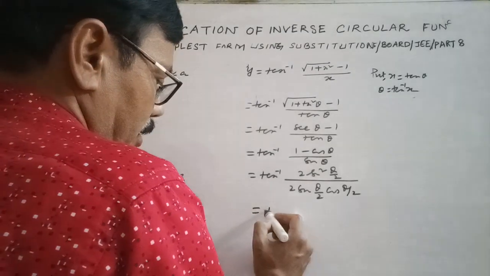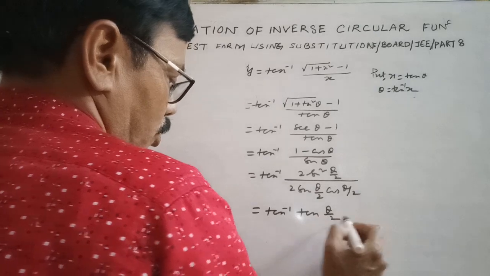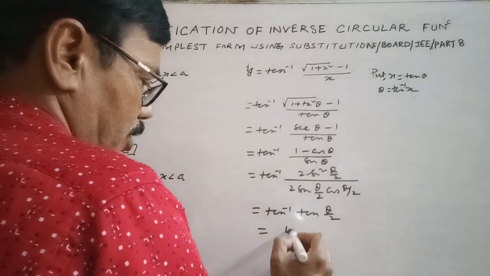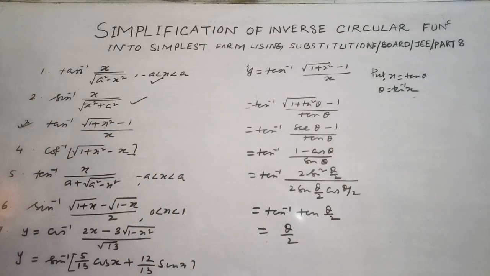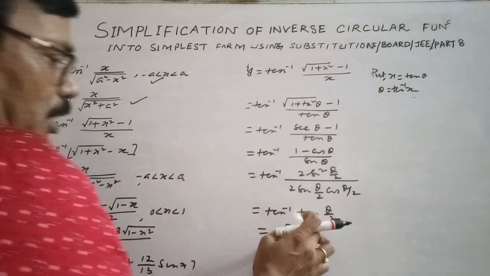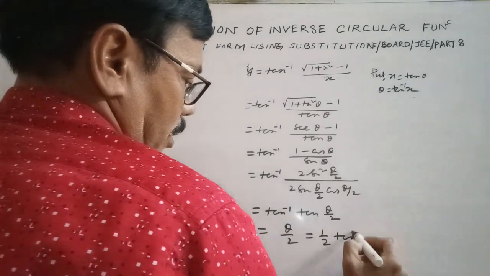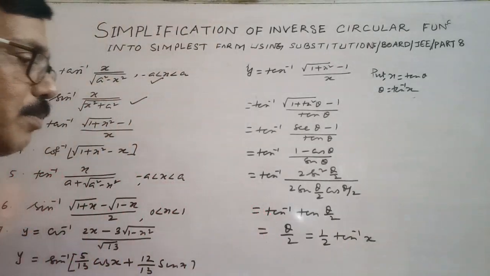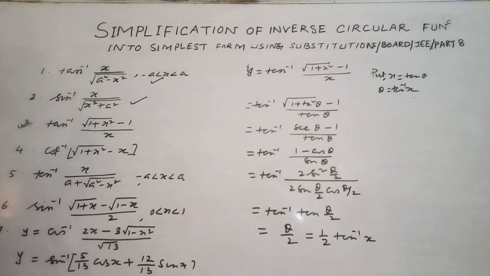So tan inverse tan theta by 2. So this is theta by 2. No restriction is given, so we suppose it is in the principal value. So it is half tan inverse x. So what is the simplified form? y equals half tan inverse x.